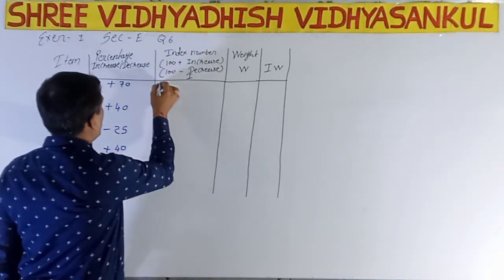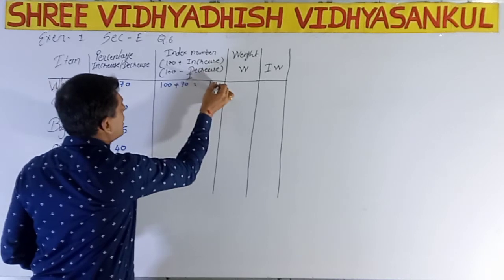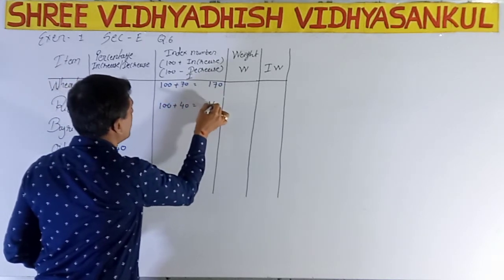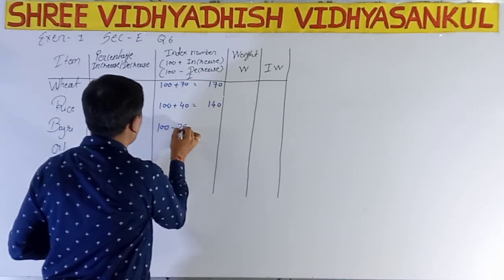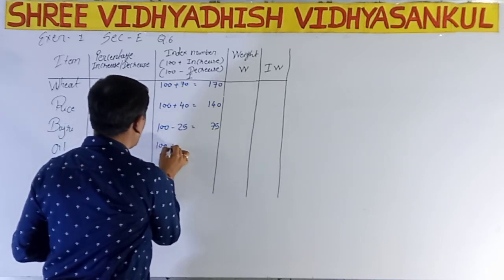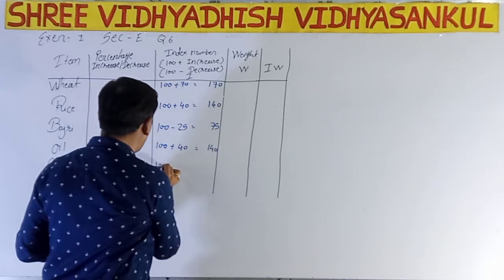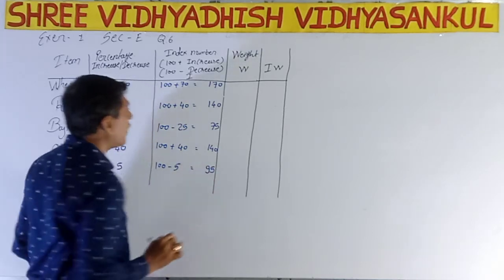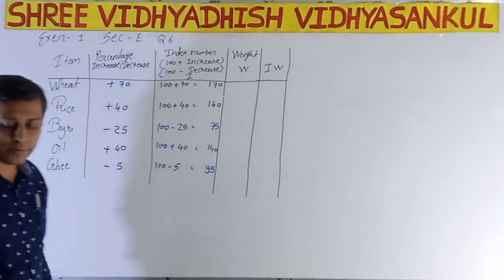So what is your index number? 100 plus 70, that is 170. 100 plus 40, that is 140. 100 minus 25, 75. 100 plus 40, that is 140, and 100 minus 5, that is 95. Yes, this is your index number, right?